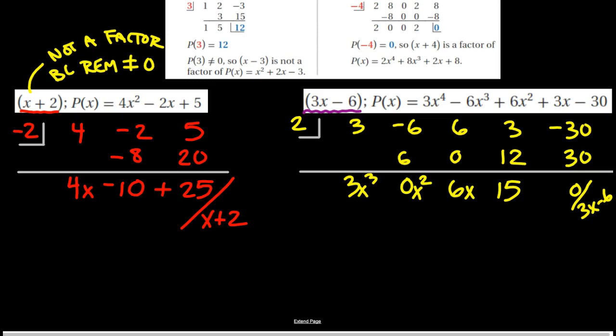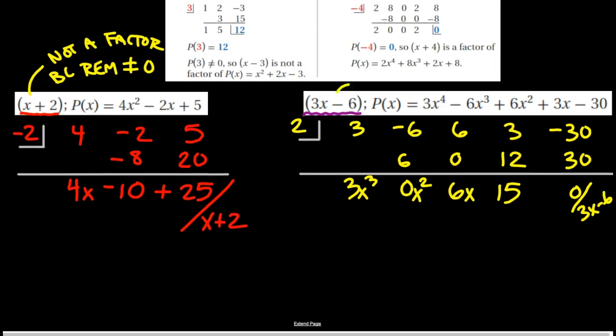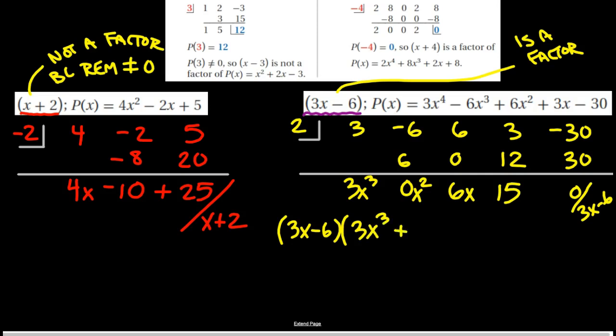Okay, so what that really meant now was 3x minus 6 is a factor. And so if it is a factor, because the remainder was 0, then we can start writing it in its factored form. We could say 3x minus 6 times whatever the leftover stuff is. In that case, that's the stuff that we got. Our quotient of our divide would be 3x cubed plus 6x plus 15.